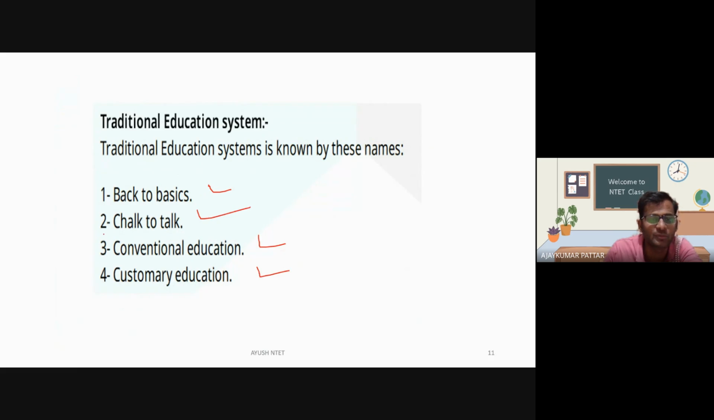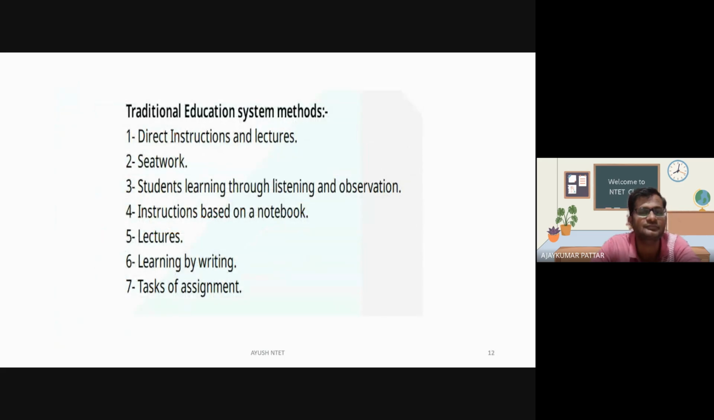If in any textbook or anywhere you read the sentence chalk to talk method, then it is the traditional education system. Conventional education system and customary education method are all other names of this traditional education system. Don't get confused if you see these words. These are nothing but the other names of the traditional education system.